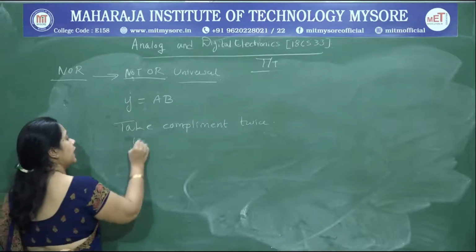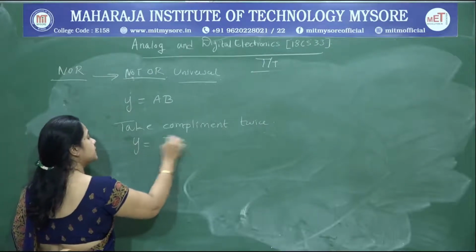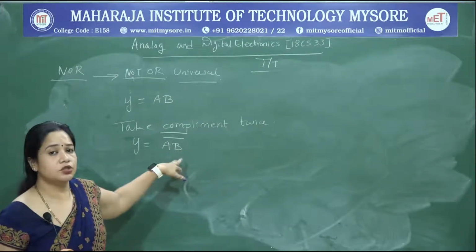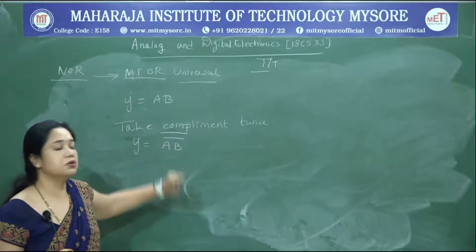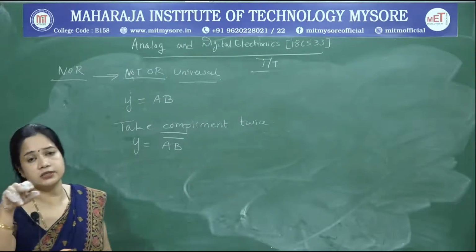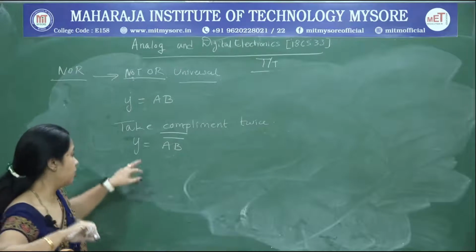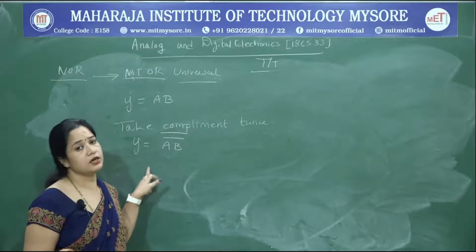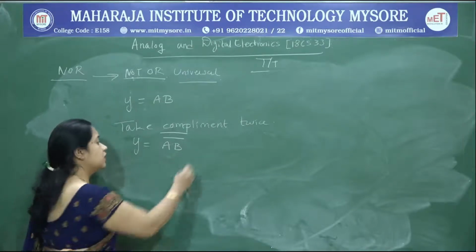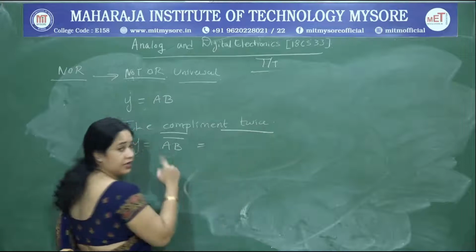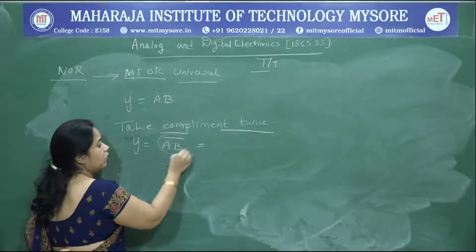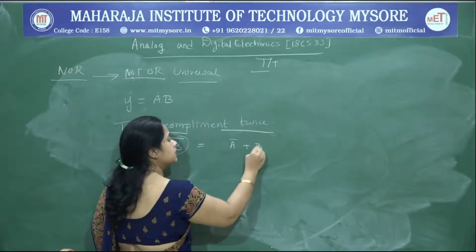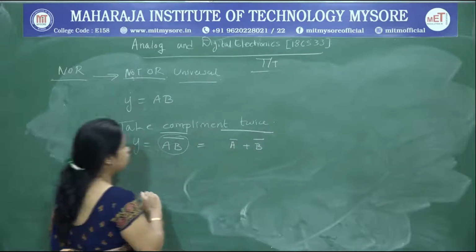So what I do is when I take the complement twice, I try to apply De Morgan's theorem to expand this complement. So what is the De Morgan's theorem? De Morgan's theorem tells that the complement of a product, the complement of an AND, is the OR of the individual complements. So what I do here is the outer complement I keep as it is, and I apply De Morgan's theorem to the inner complement, and this becomes A bar plus B bar.